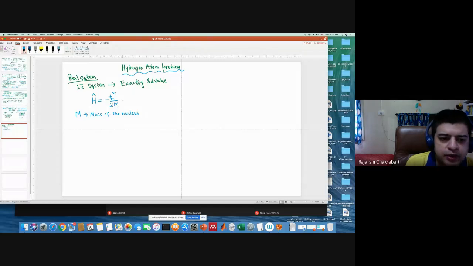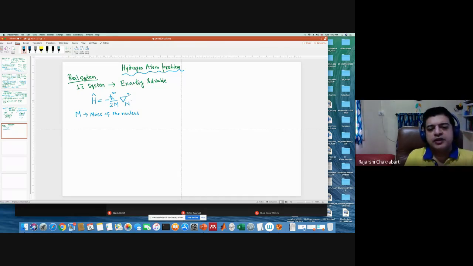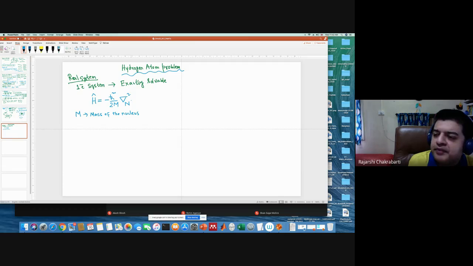Now h cross square by twice m, but then I'll have a grad square r. This is fine. Not r, sorry, I should not use r. I am going to use it for something else. Grad square n, n for the nucleus. So if I write like this, it's fine for everyone. This is a derivative involving nuclear coordinates, isn't it?